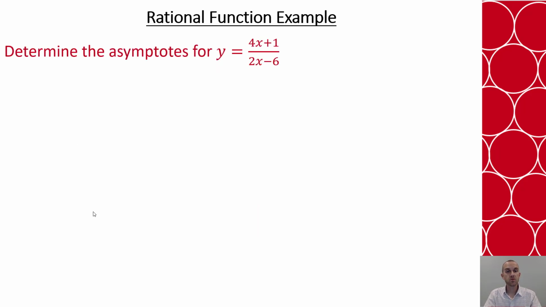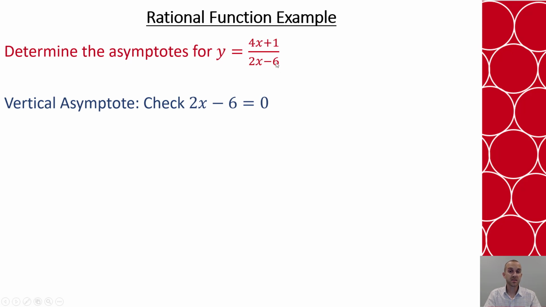Say I have y equals 4x plus 1 over the quantity 2x minus 6. So let's start with the vertical asymptote. I'm going to see when 2x minus 6 equals 0. Well, I add 6 to both sides. That gives me 2x equals 6. Divide by 2, I find that x equals 3 is when I would have a vertical asymptote.